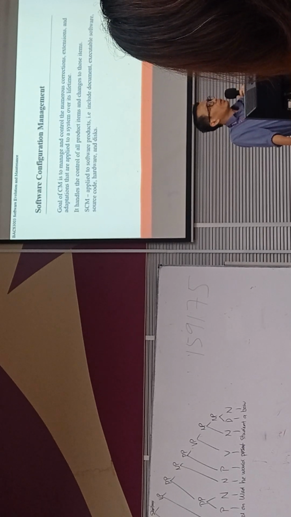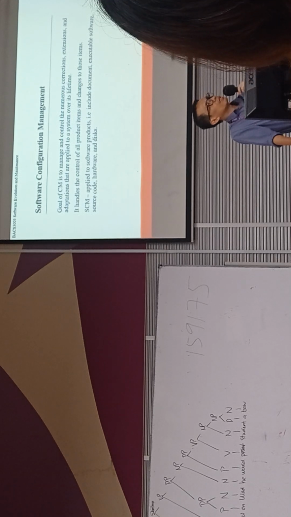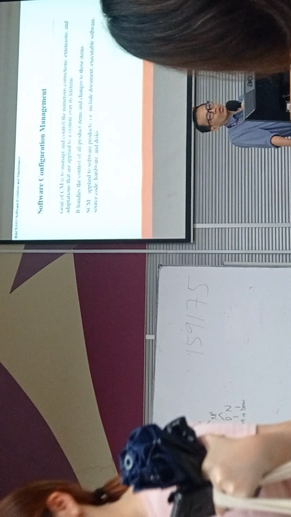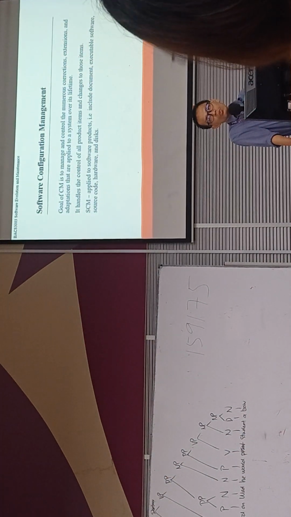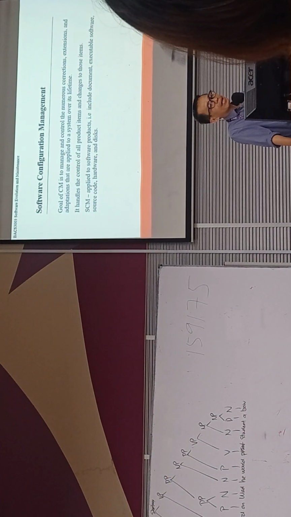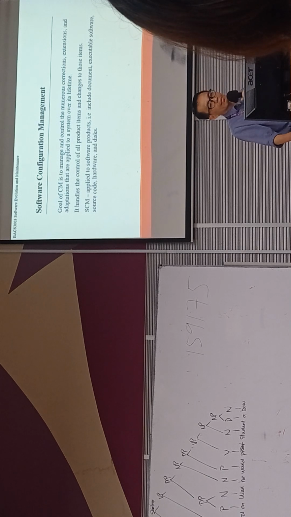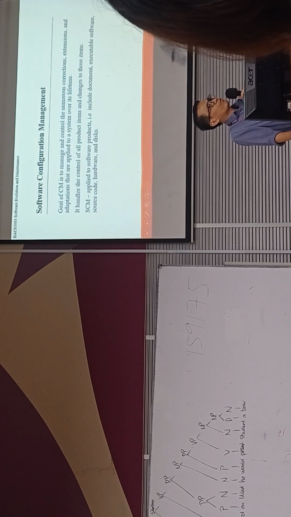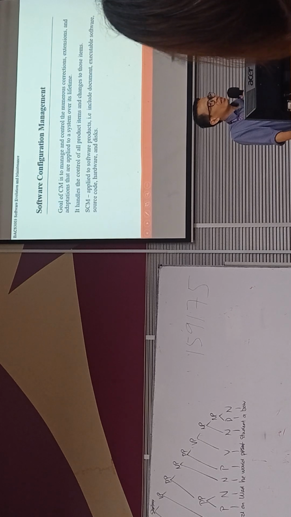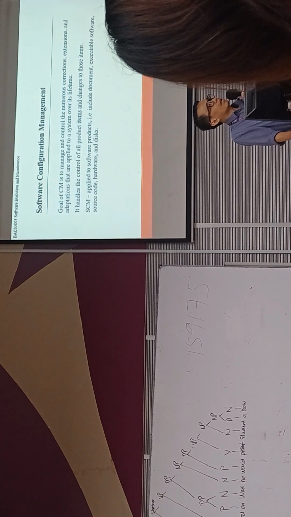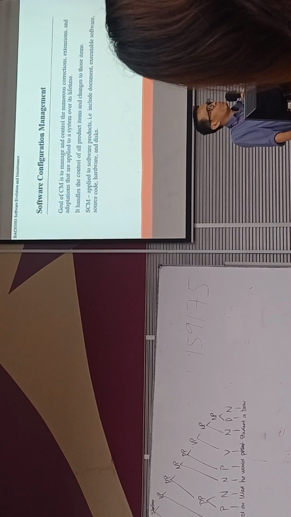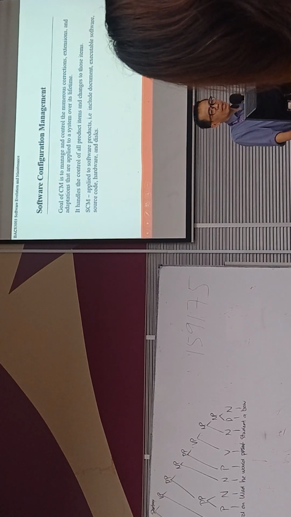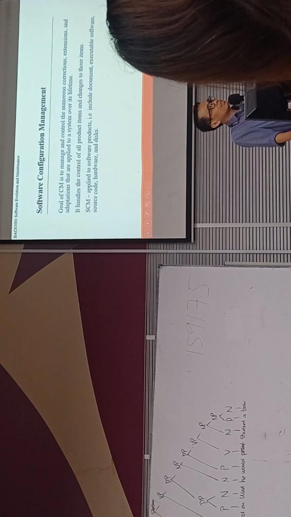Once your system is still being used, configuration management will still assist. It handles the control of all product items and changes to those items. SCM is definitely applied to the software product, to control the documents and other artifacts like the delta, the release, the source code, the tools, hardware, or maybe the design, the requirement, everything. So the test cases, test data.